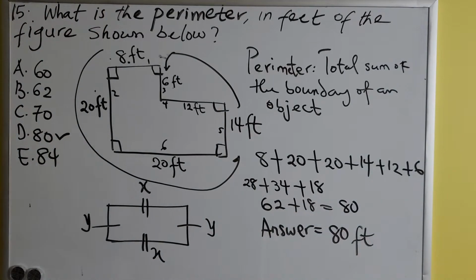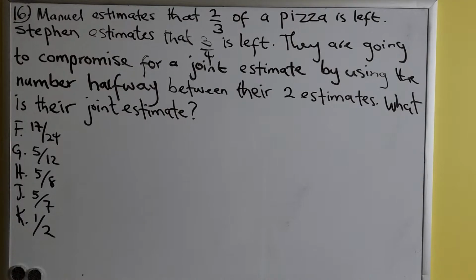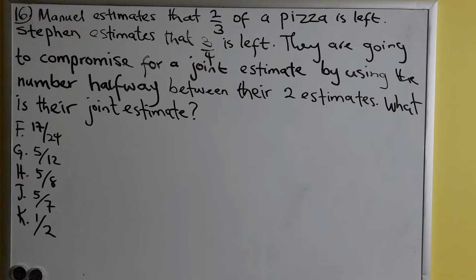Let's go to question 16. In this question, it says, Manuel estimates that 2/3 of a pizza is left. Stephen estimates that 3/4 is left. They are going to compromise for a joint estimate by using the number halfway between their two estimates. What is their joint estimate?